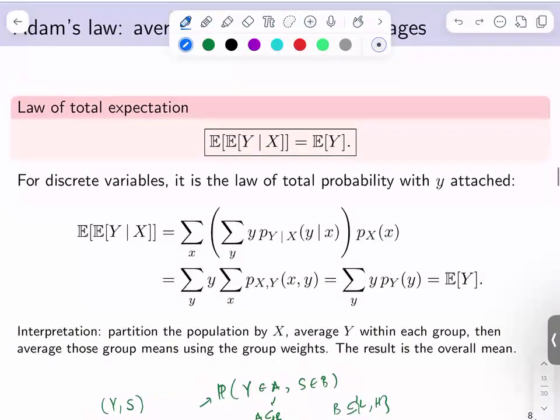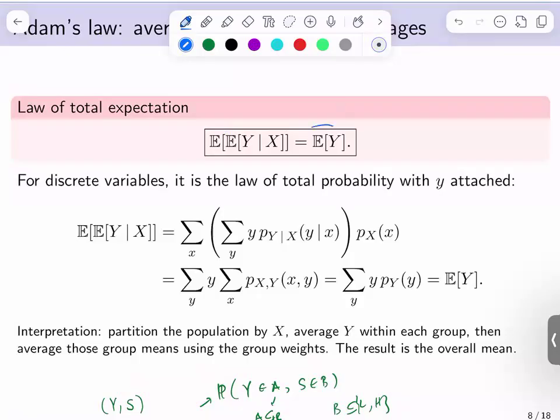Now that we understand Adam's law, there is another law which is called Eve's law. So this is a random variable. We computed its expectation. It also has a variance. The question is, can I have a similar decomposition for the variance of Y? Can I break it into within-group versus across-group variance? This is really another generally useful idea in statistics.